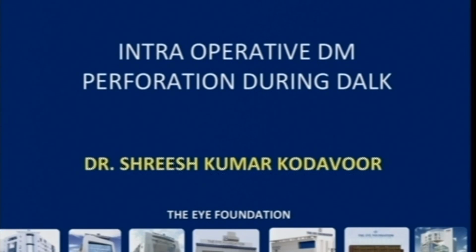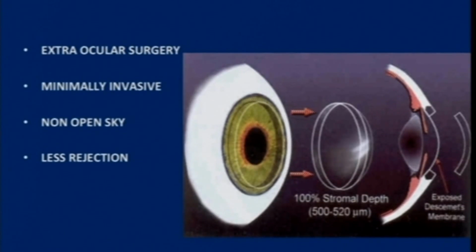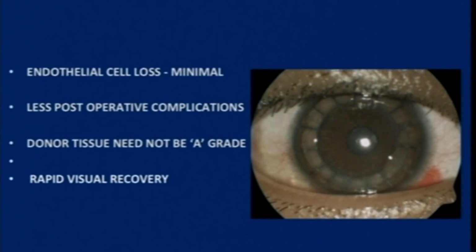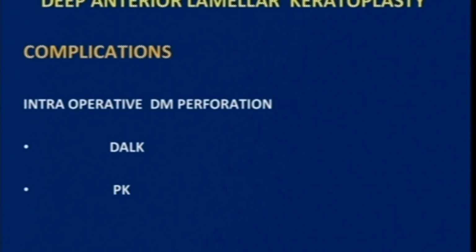Good afternoon, everybody. My paper is on intraoperative DM perforation during deep anterior lamellar keratoplasty. We all know deep anterior lamellar keratoplasty has gained popularity amongst all corneal surgeons because of the inherent advantages this particular procedure offers to the patient as well as to the surgeon. However, it requires expertise, and it's a difficult procedure, and you can end up having a DM perforation during the surgery. If you are able to manipulate and do some maneuvers, you can continue with the deep anterior lamellar keratoplasty. Otherwise, we may have to convert it into penetrating keratoplasty.